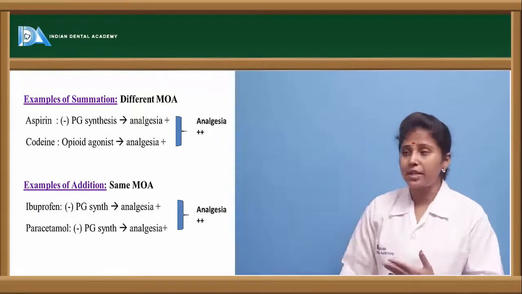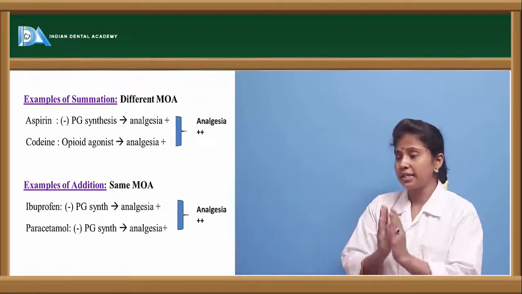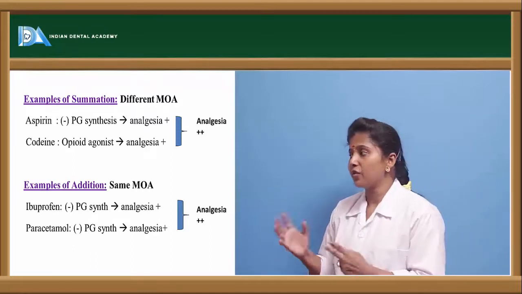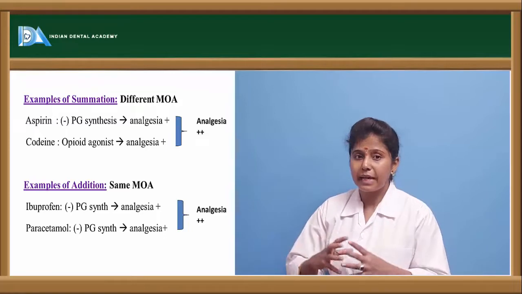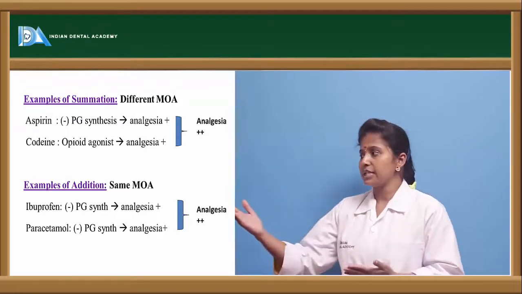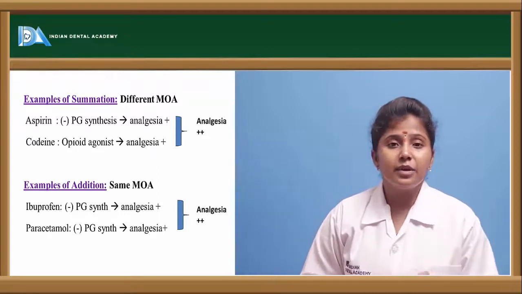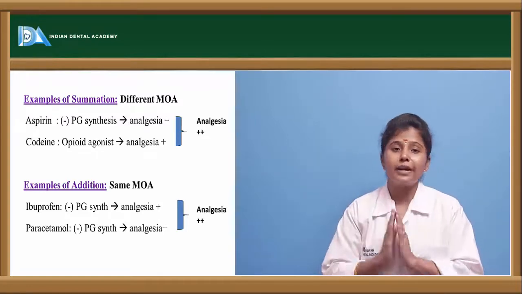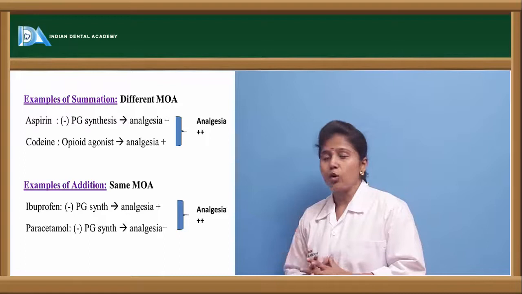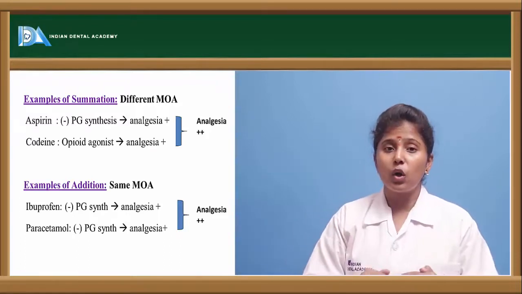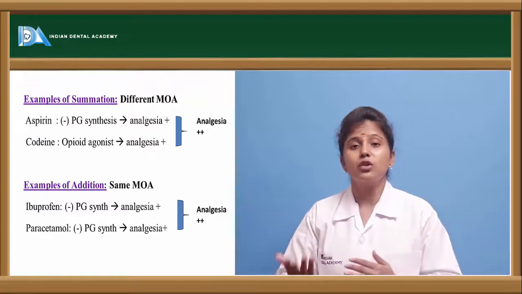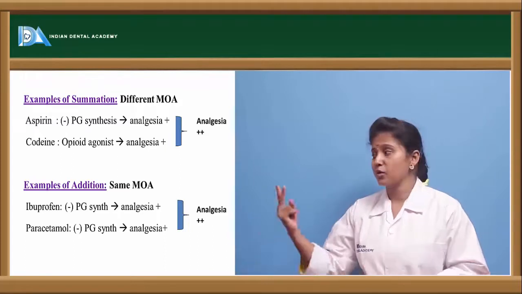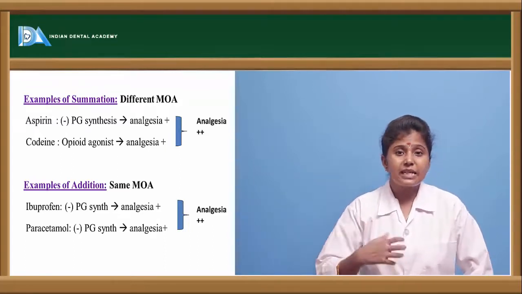And if we see the example of summation, what is addition? Here, we are combining two drugs with different mechanisms of action. If two drugs have different mechanisms of action, how are they showing the additive effect? For example, aspirin inhibits prostaglandin synthesis and thereby shows the effect of analgesia. It is reducing the pain. And codeine acts by another mechanism, as an opioid agonist, binding to the opioid receptor, and thereby it is reducing the pain. So mechanisms are different, but the result is the same. So if we combine these two drugs, the analgesic activity is increased.